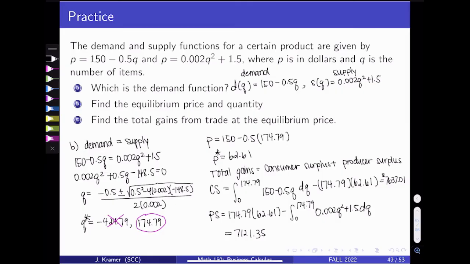And so our total gains are the sum of the producer surplus and consumer surplus. And again, taking it to the calculator, we end up with a total gains of $14,758.36.